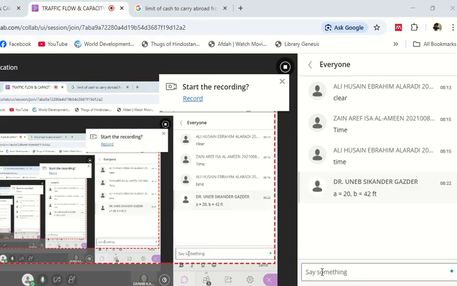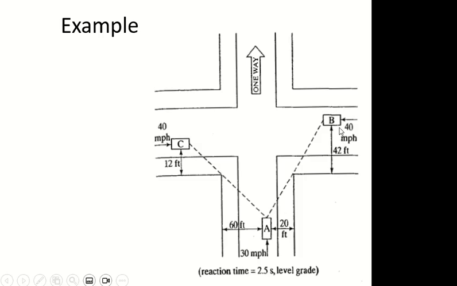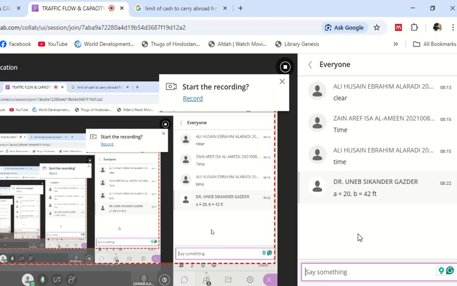The next thing I want to calculate is the required side distances. We have level terrain, that means zero gradient, and we have 2.5 seconds of reaction time, which is a standard value. I will calculate the required side distance for both these vehicles, and this will remain the same for vehicle C as well, because the speed and the terrain are the same. So for the main road I will have one side distance, for the side road, the crossing road, I have another side distance.